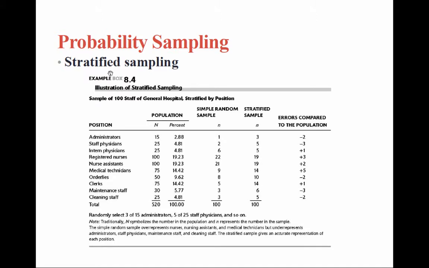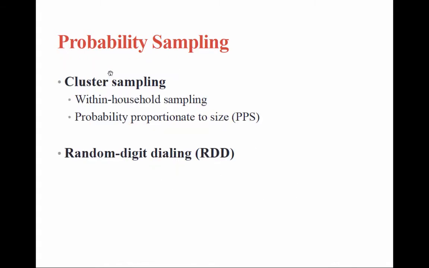In stratified sampling, this is again a random sample. What I'm doing here, as a researcher, is trying to identify the set of mutually exclusive and exhaustive categories within my population. So you can see here, if I think about a company, in this case a hospital, these are the types of positions that exist within the hospital. And then I'm taking my samples from that.